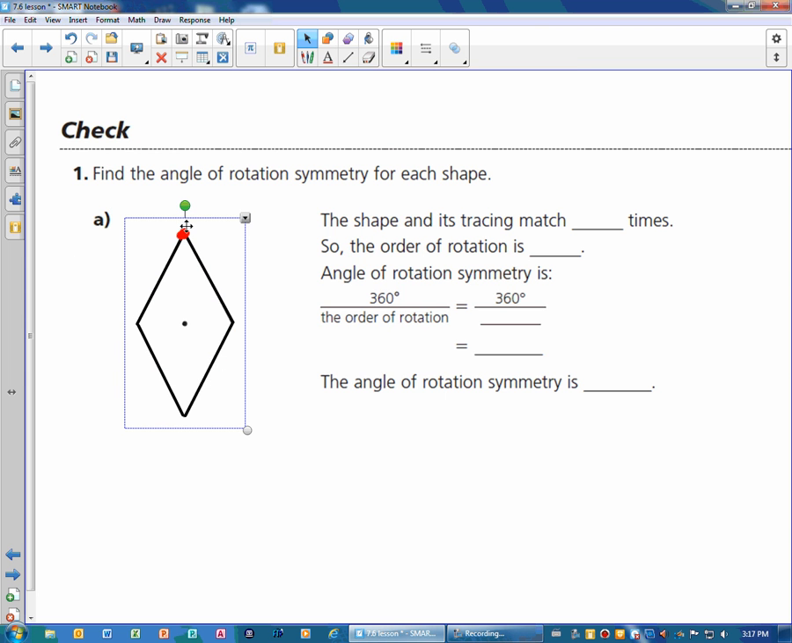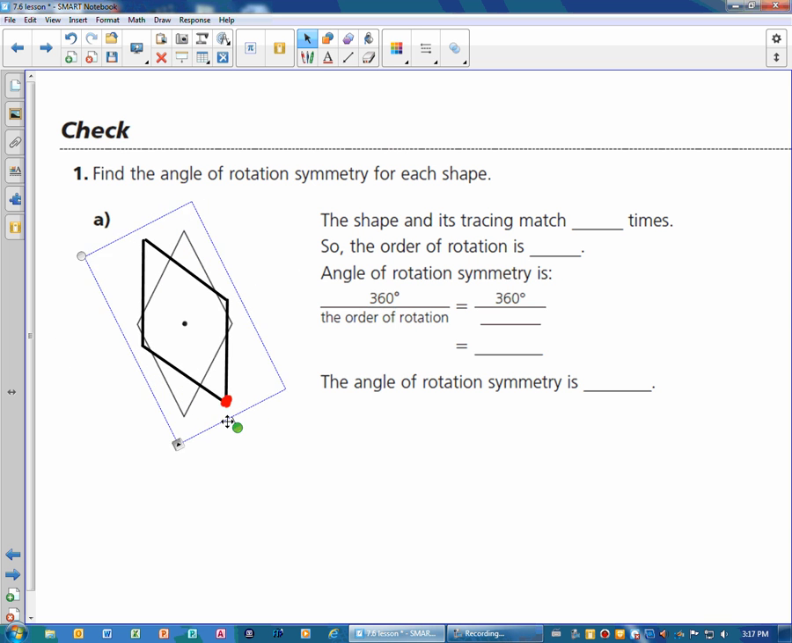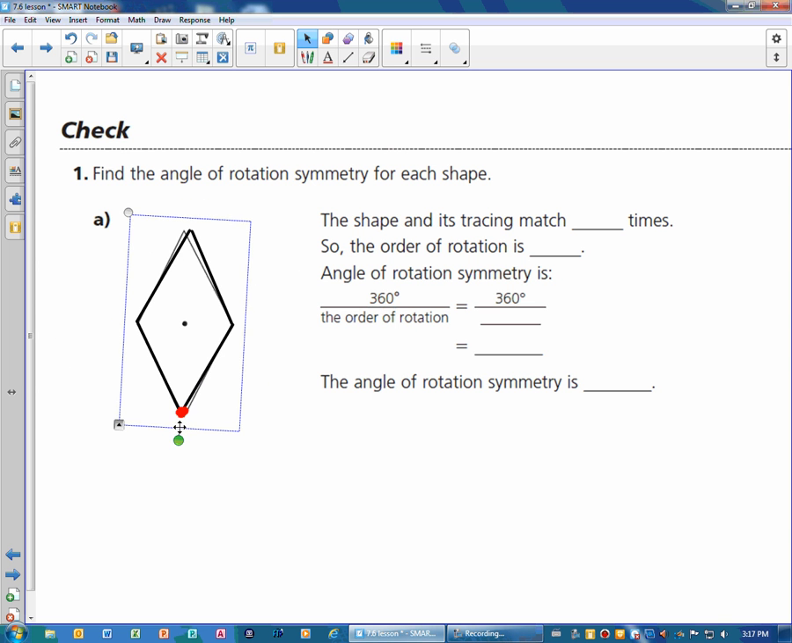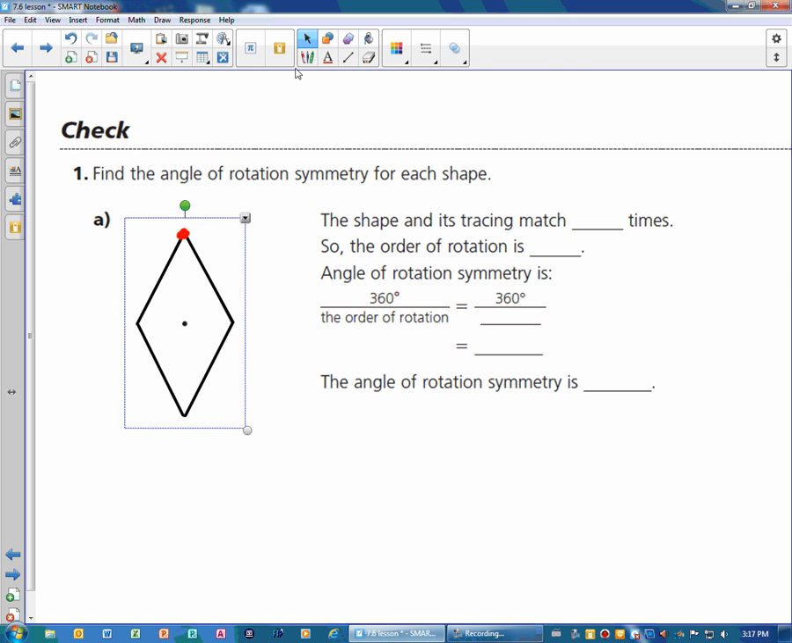There we go. So if I were to turn it, that dot doesn't match up with that corner, I got to go all the way around so that this shape sits exactly on top of itself. So there's one turn, and then one more turn to get it back to where it was. So the shape and its tracing only match 2 times. I know it's a 4-sided shape, but it does not have rotational symmetry of 4, only 2. So the order of rotation is 2.